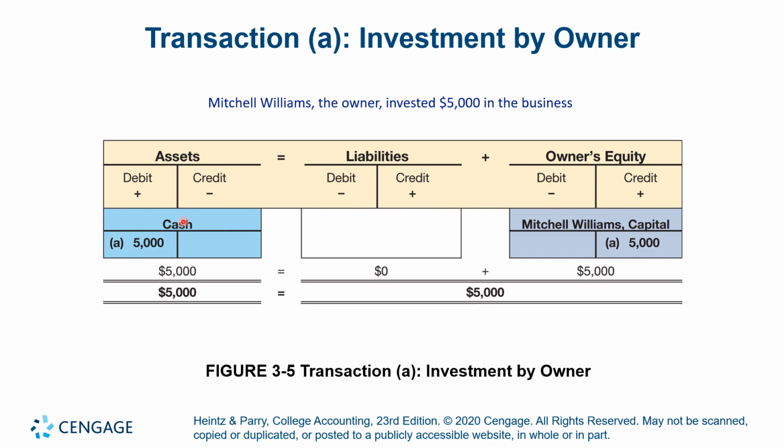We know that cash is an asset, so we create a T account for cash, and it's going to increase on the debit side. So we put it over here on the left side for $5,000. And then on our owner's equity, in our Mitchell Williams capital T account, it's going to increase on the credit or the right side by $5,000. And then again, we make sure that it balances out and everything looks good.